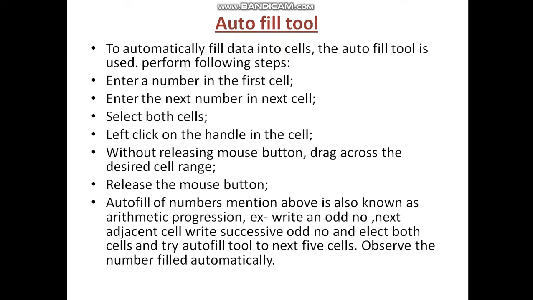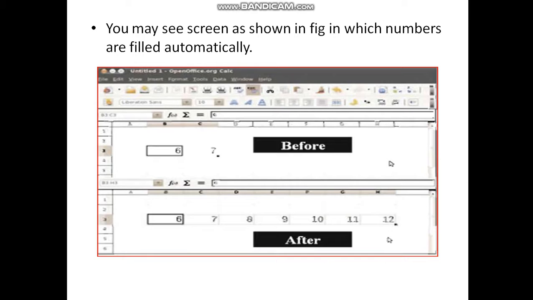Example, write an odd number. In the next adjacent cell write the successive odd number, select both cells and use the autofill tool for the next 5 cells. Observe the numbers filled automatically. Let's see an example. You may see the screen as shown in the figure in which numbers are filled automatically.